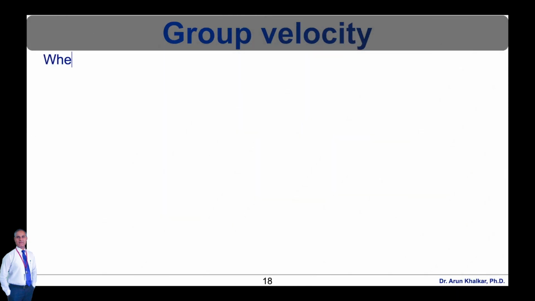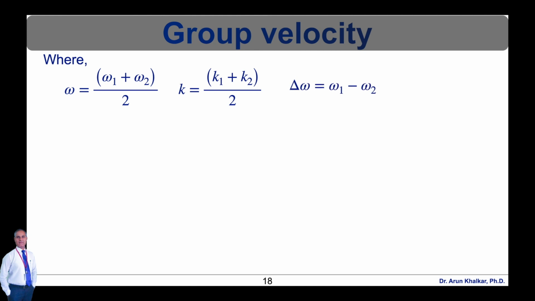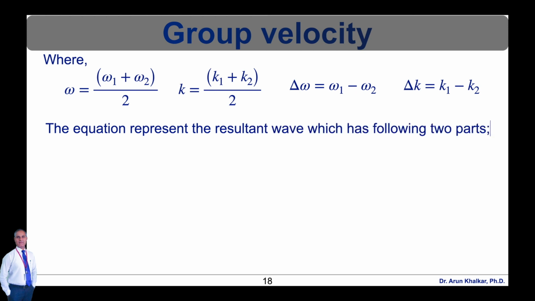In this equation, omega is equal to omega 1 plus omega 2 divided by 2 and k is equal to k1 plus k2 divided by 2. Whereas delta omega is equal to omega 1 minus omega 2 and delta k is equal to k1 minus k2. The equation represents the resultant wave which has the following two parts.